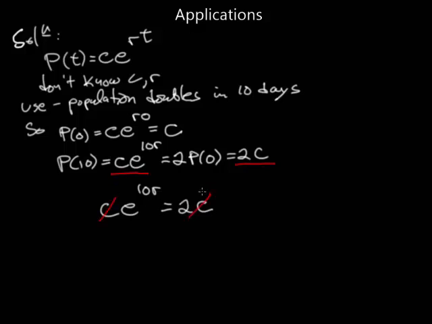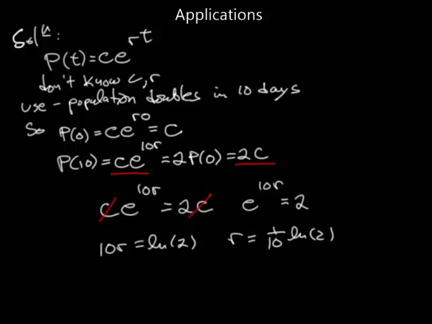And one of the really nice things about this is the c cancels. It doesn't matter what your original population is. The r is the same. It only depends on the 10. And e to the 10r is equal to 2. So that tells you that 10r is equal to log of 2. Therefore r is equal to log 2 over 10.